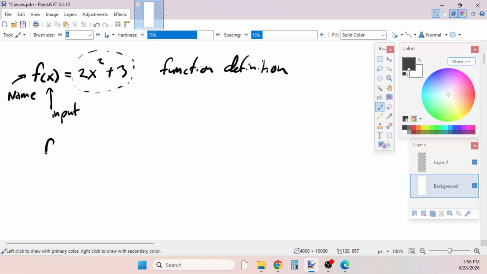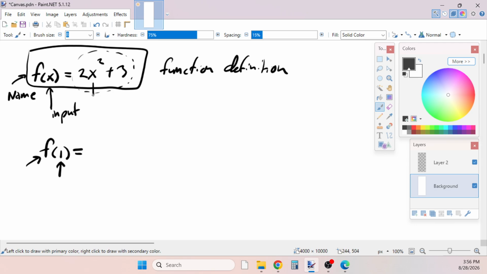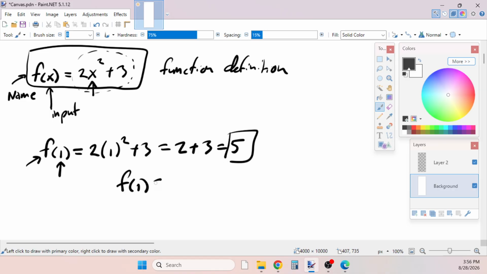So what that means is anytime we see something like this, we know that we're using the function f, so we're going to use this definition. We're going to plug in a 1 everywhere we see an x in that definition. And then we simplify and do arithmetic as normal. 1 times 1 is 1. 1 times 2 is 2. 2 plus 3 is 5. We say that f of 1 equals 5.